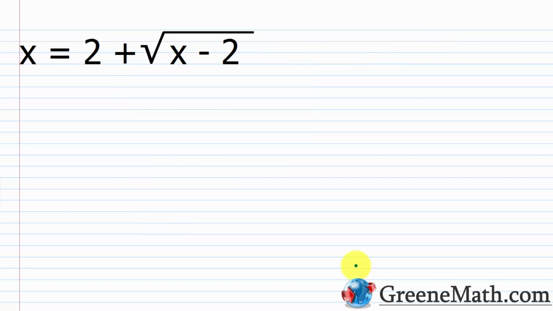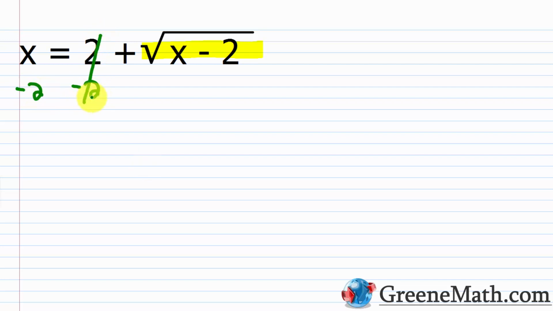All right, let's take a look at another one. So suppose we saw x is equal to 2 plus the square root of x minus 2. So again, the first thing I want to do is isolate the radical on one side of the equation. So that square root of x minus 2, I've got to isolate that. How can I do that? Well, I've got this 2 that's being added to it, so I'm just going to subtract 2 away from each side of the equation.